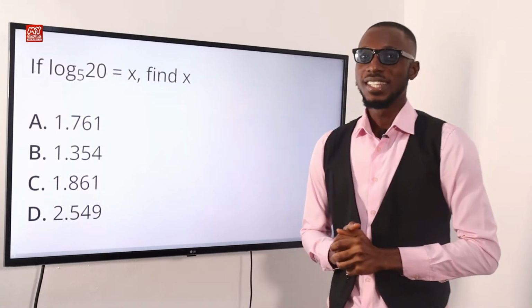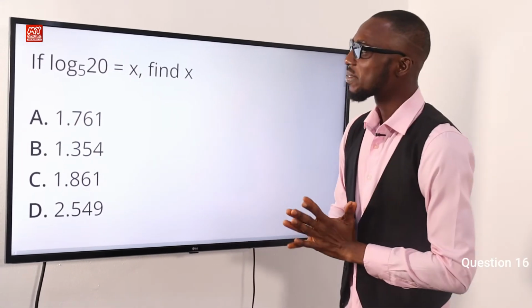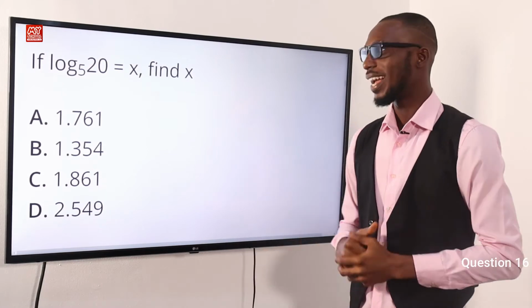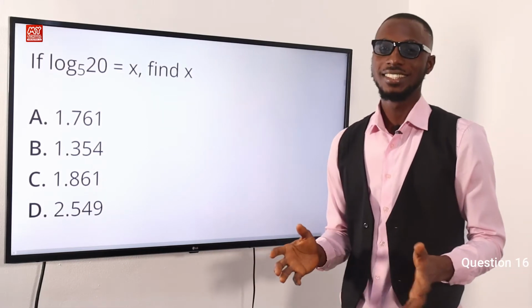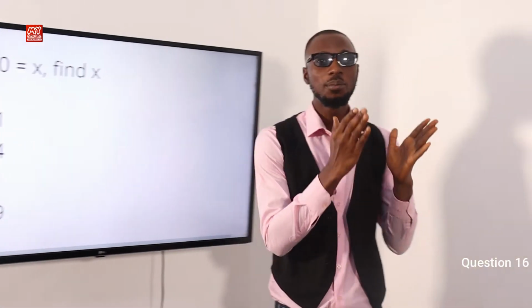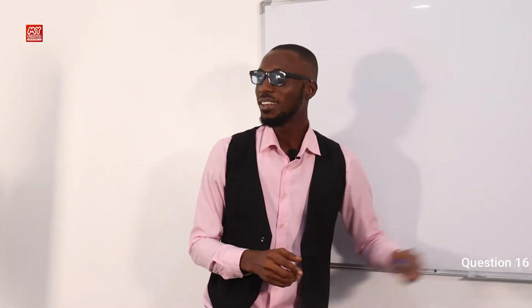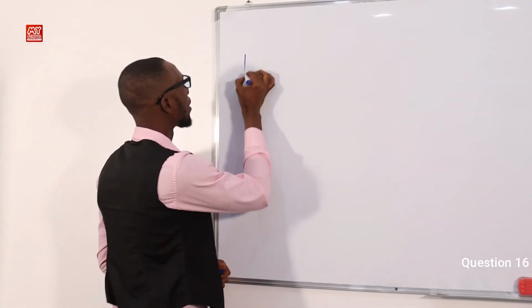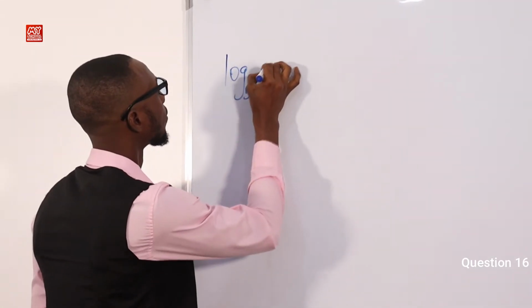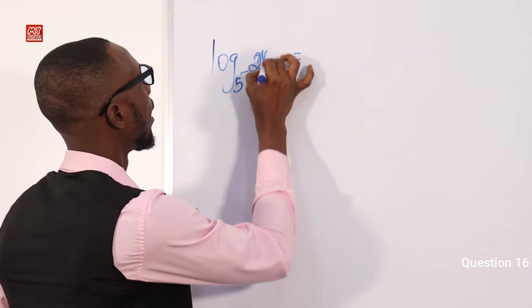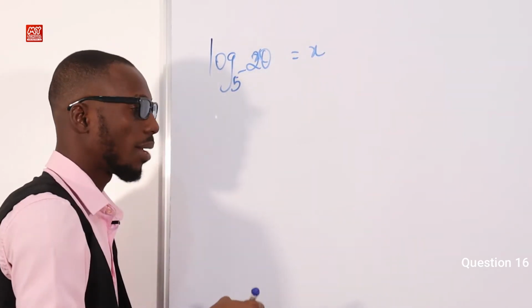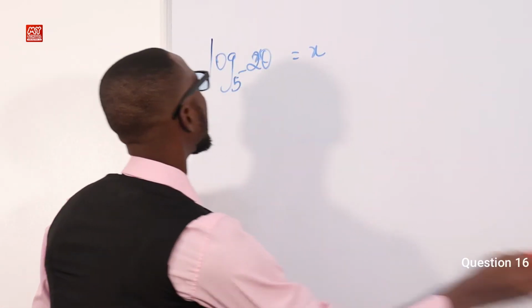In this particular clip we are solving questions 16 to 32. Right here we have question 16. If log base 5 of 20 equals x, find x. So what we just have to do, we're going to move to our whiteboard where we present the solution to the question given us. We have log base 5 of 20 equals x. Let me write this for clarity.